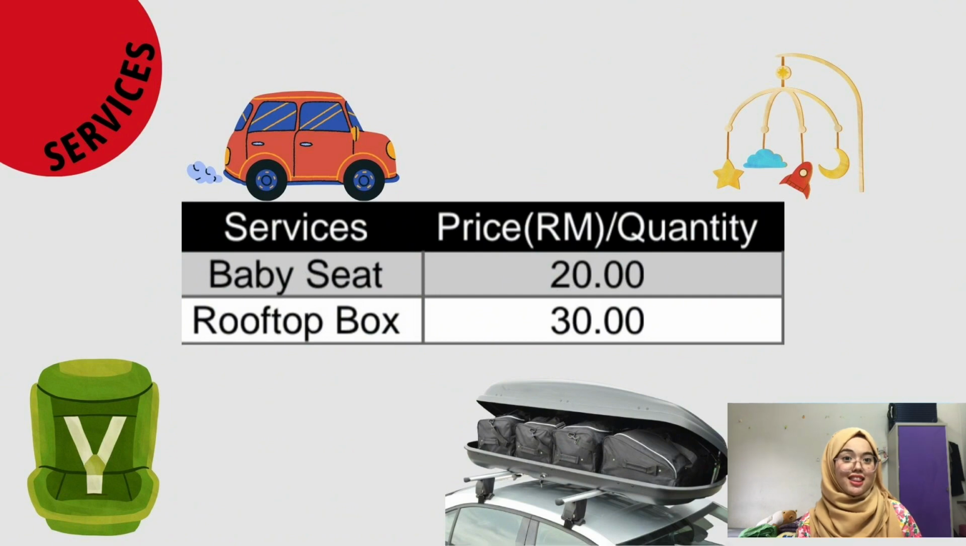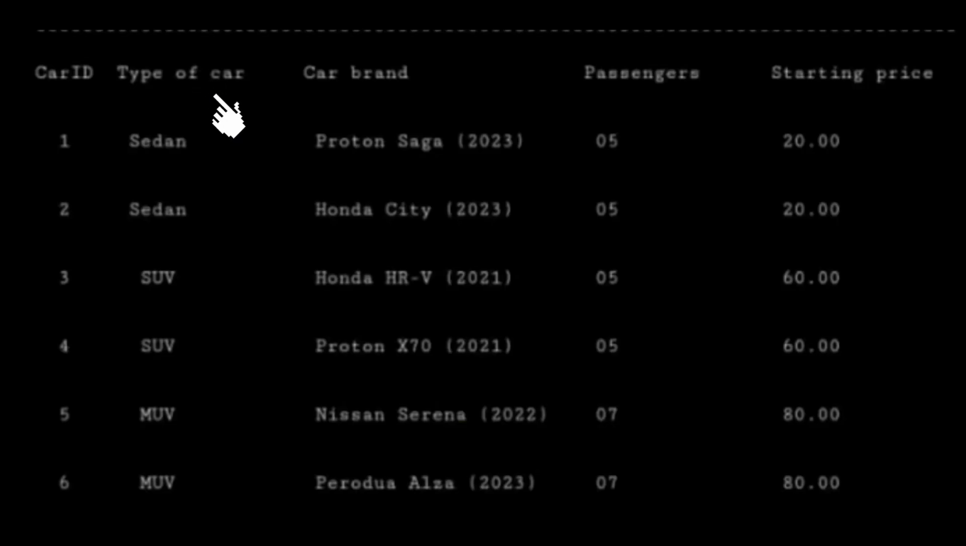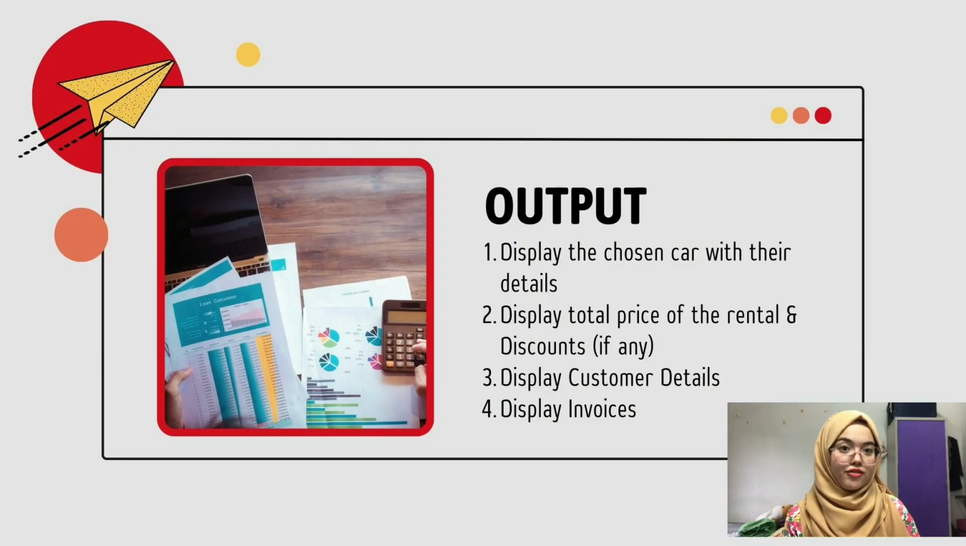The user can enter any number for the amount of baby seats that they want to rent. In the output part, there will be a table of types of car with the price displayed on the screen for the user's reference. Then they will choose the car and the chosen car will be displayed on the screen together with the details.